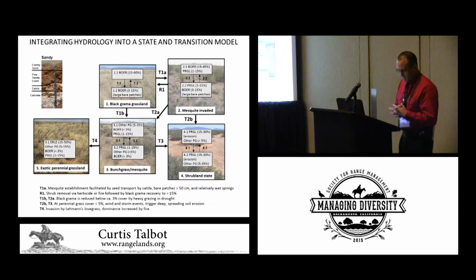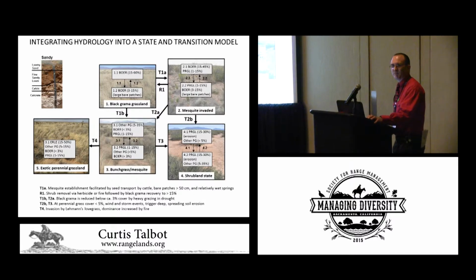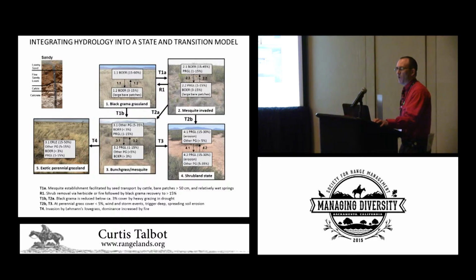Here's a traditional example of a state and transition model, which is really the heart and soul of our ecological site descriptions. Of course, what you've seen by showing some of the mapping, the ecological site represents the spatial concept of what we see. The state transition model takes into account the temporal relationship.